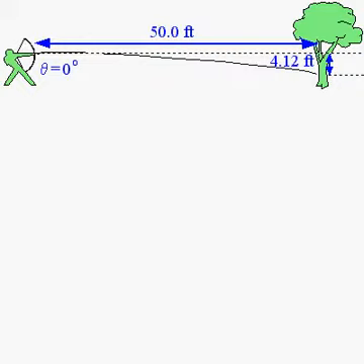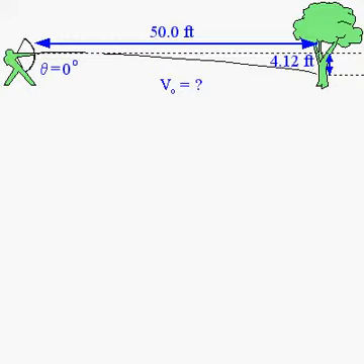In this example, we have an archer shooting at a tree. The tree is 50.0 feet away from the archer, and the archer aims the arrow horizontally. In other words, the angle is 0 degrees. As the arrow travels to the tree, it falls a total of 4.12 feet. And the question is, what's the initial speed at which the archer shot the arrow?